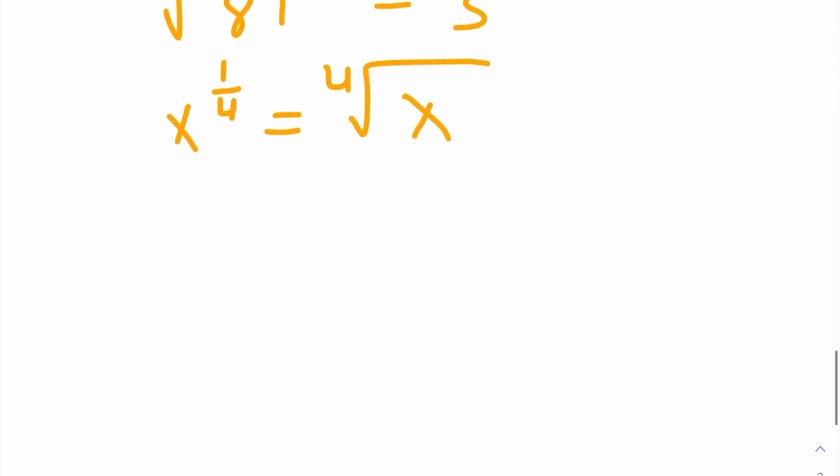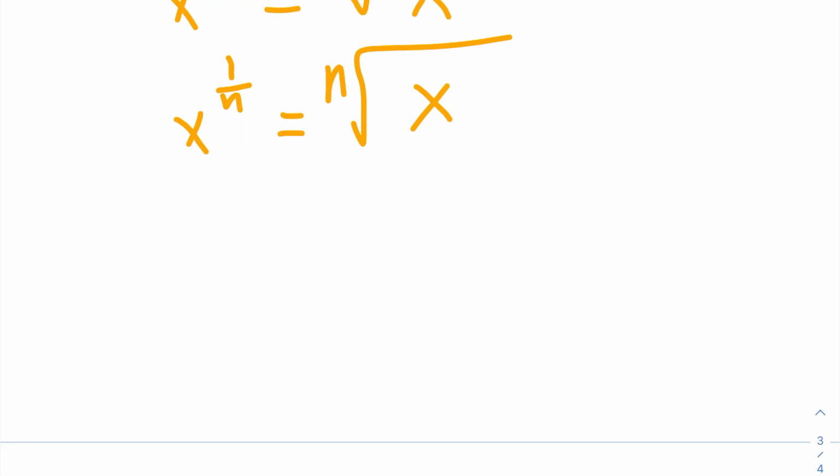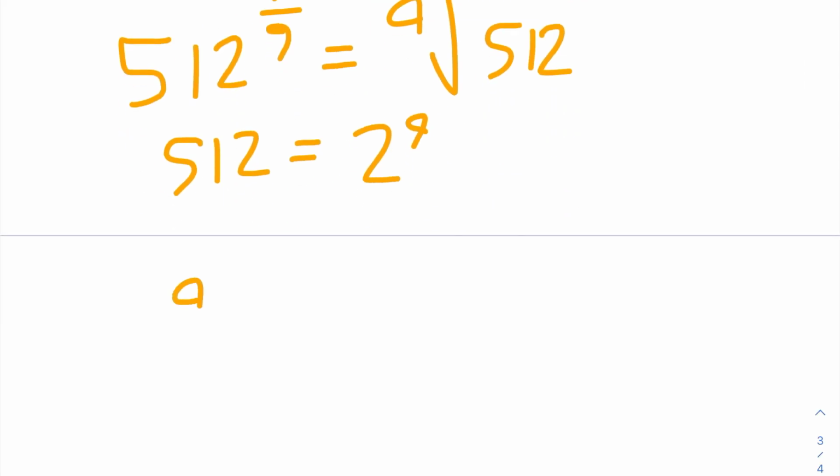And we're noticing a pattern here. If we take x to the power of 1 over n, it's the same thing as looking for the nth root of x. So for example, if we wanted 512 to the power of 1/9, this would be the same thing as finding the 9th root of 512. Now 512 is equal to 2 to the power of 9. So we're looking for the 9th root of 2 to the power of 9, which is just 2.